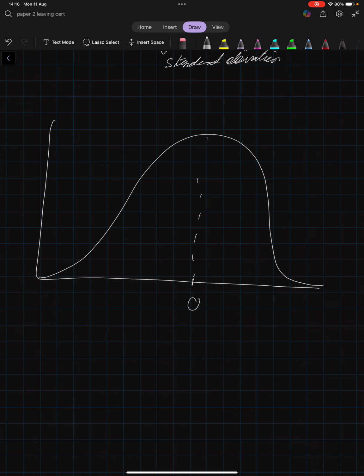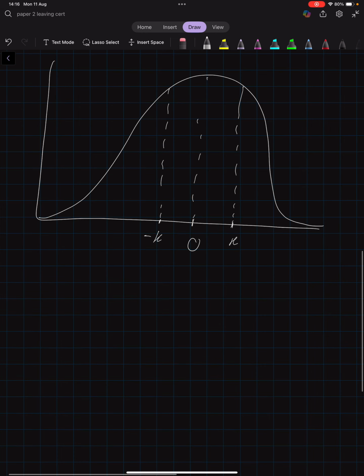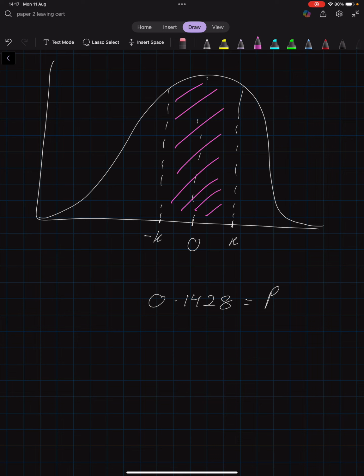They're telling you that if you get a z-score between minus k and k, the probability is 0.1428. So this is the probability of getting something in here. The chance that you get something in here is equal to 0.1428.